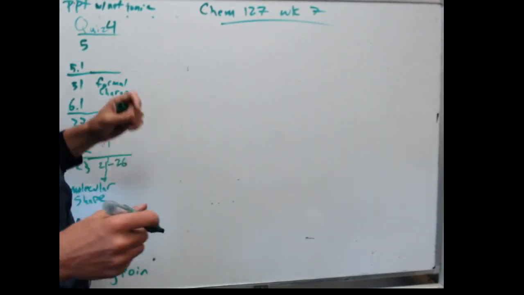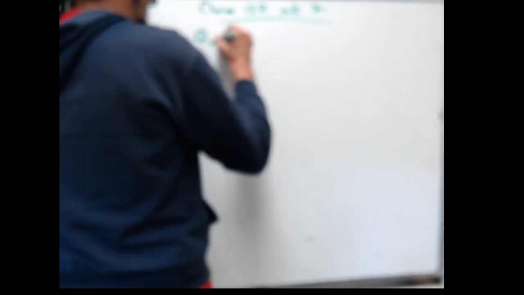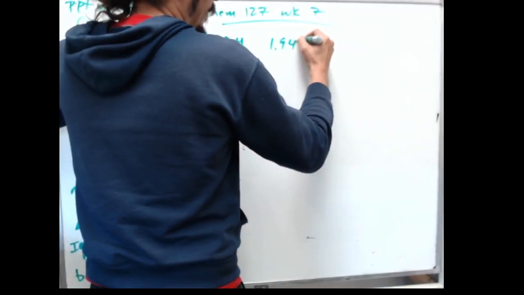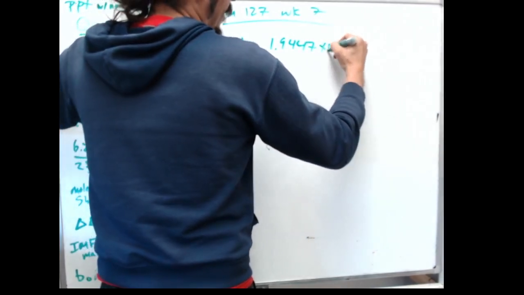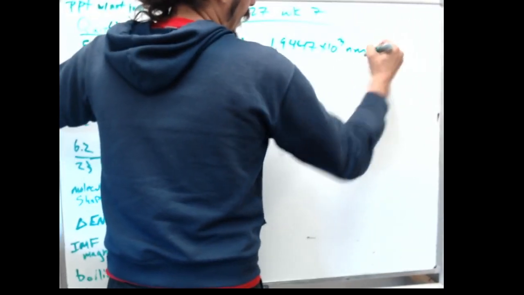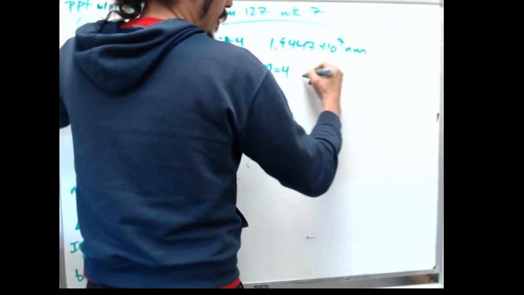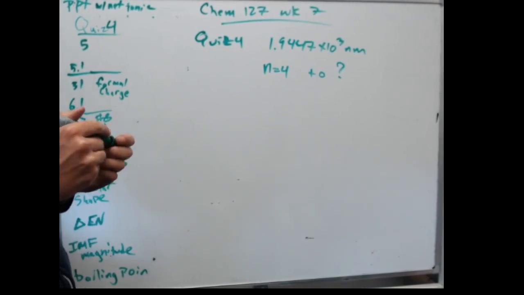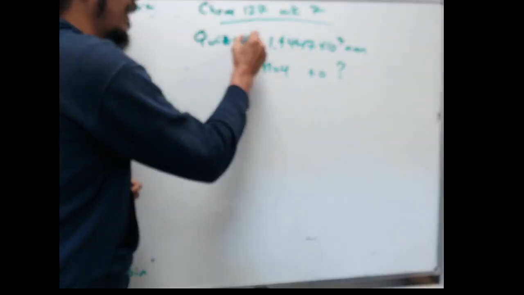So an absorption of 1.9447 times 10 to the third nanometers raises an electron in a hydrogen atom from n equals 4 to what final n? Okay. So people already said kind of what's going on here, right? I just wrote down the important things.